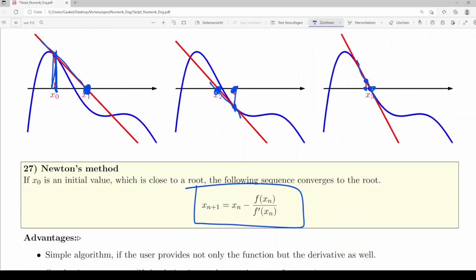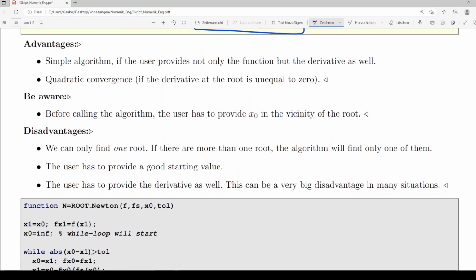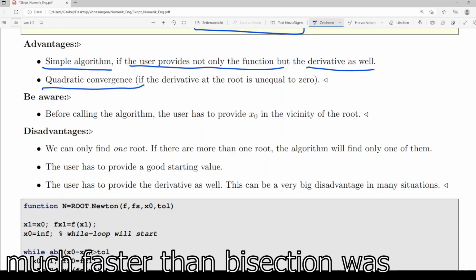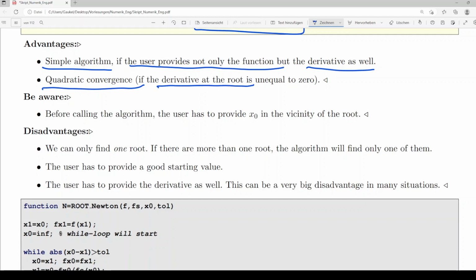This is our formula. And what are the advantages of Newton's method? It's a simple algorithm. You will see the code is very, very short, but the user has to provide not only the function, but also the derivative. What do we have? Quadratic convergence, so that means it's much faster, normally for most functions, for most cases. We need much less CPU time, and we find the root. If the derivative at the root is unequal to 0, fine. If you have the following situation here, then Newton's method will not converge quadratically, but only linearly. The user has to provide an initial starting value and the derivative.